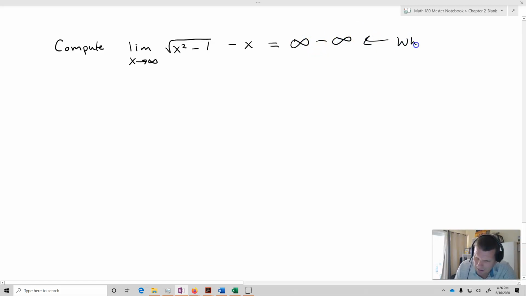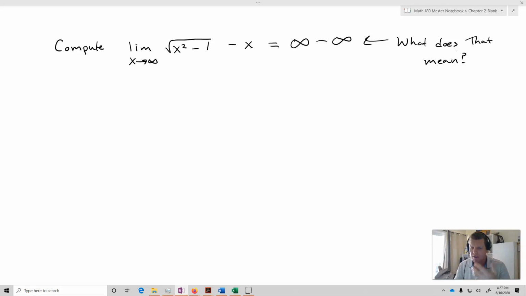What does that mean? In math terms, it means nothing. We've got to make some changes in order to be able to do anything, so we're going to use some algebra. What I'm going to do is multiply by the conjugate. If you remember, we've done this before. Multiplying by the conjugate gives me the difference of squares.